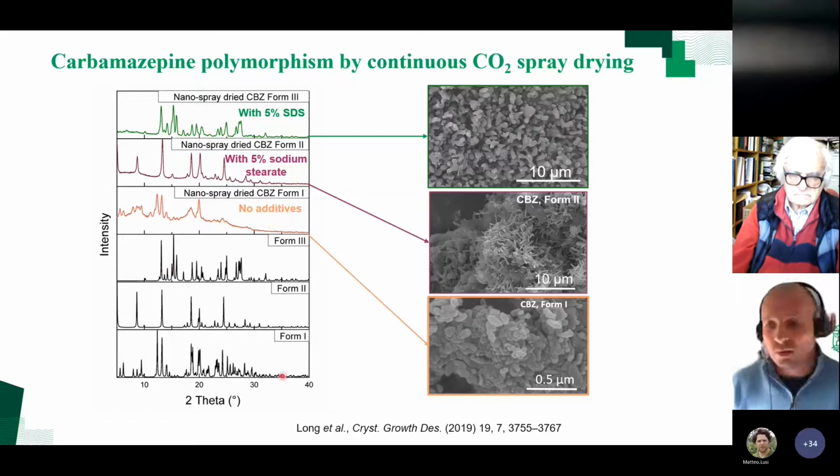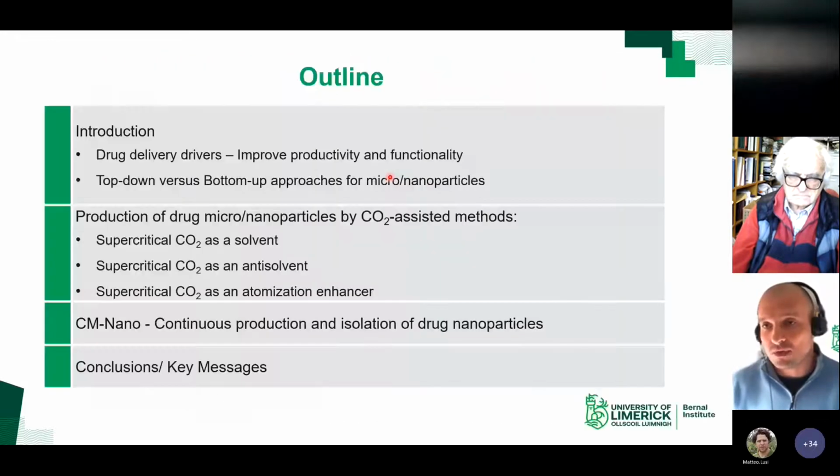So here we see the theoretical patterns for Form 1, Form 2, and Form 3 for carbamazepine, published in the Cambridge Structural Database. And here we see the different forms produced by this technique just by changing the conditions inside the nozzle. In this particular case, just changing the amount of additive added to the drug solution before the process. In this case, we didn't use any additives. We were getting Form 1, but using different additives here, 5% SDS or sodium stearate, we're getting Form 2 or Form 3. So XRD pure forms of this API.